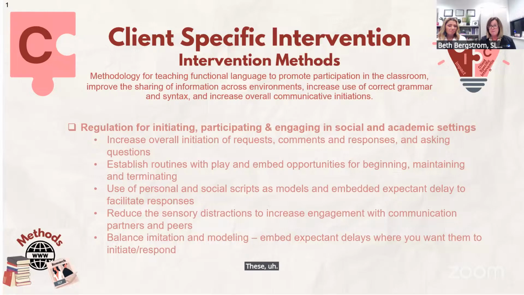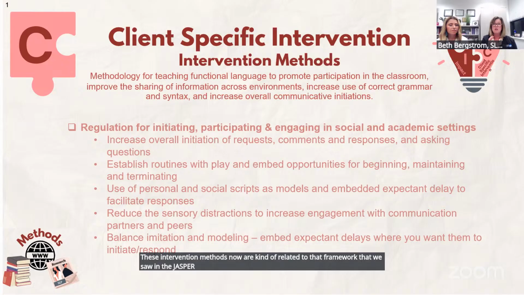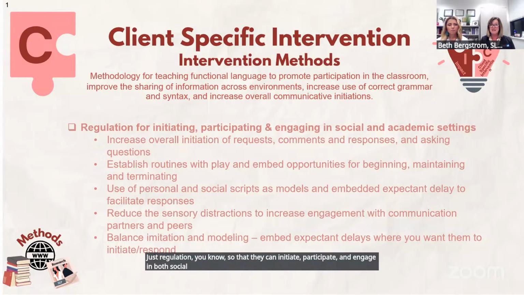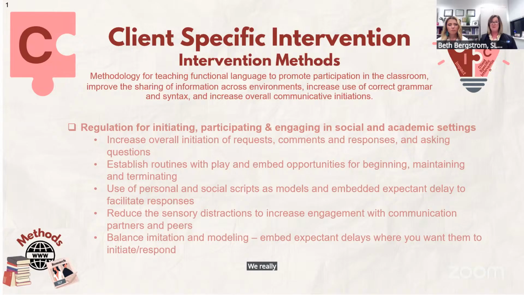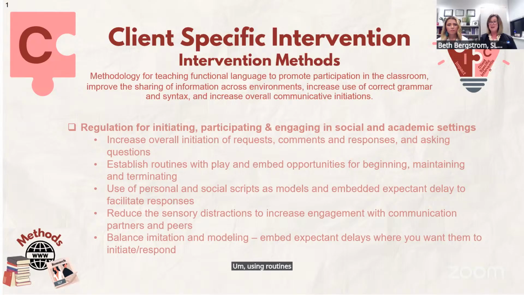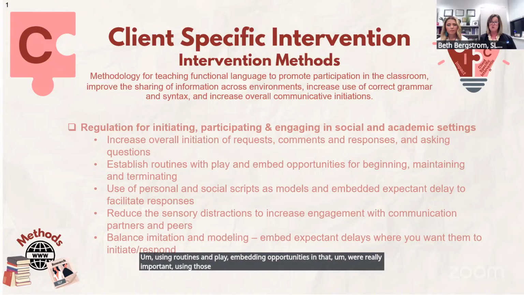These intervention methods now are related to that framework that we saw in the Jasper model. So, just regulation, so that they can initiate, participate, and engage in both social and academic settings. We wanted methods that would increase overall initiation of requesting, commenting, responding, and asking questions. Using routines and play, embedding opportunities in that, was really important. Using personal and social scripts came from that whole idea. Reduce the sensory distractions to increase engagement.